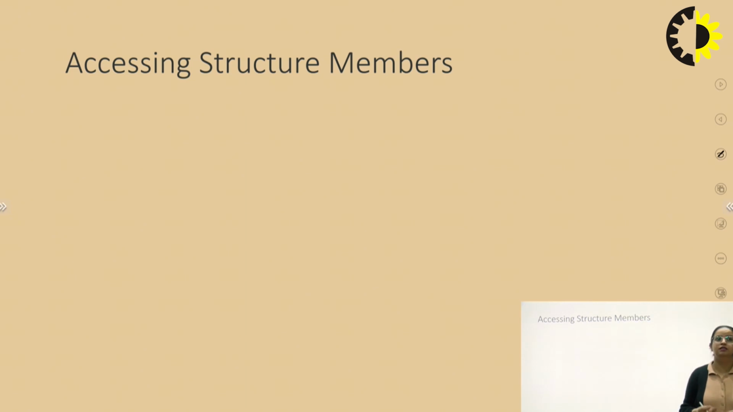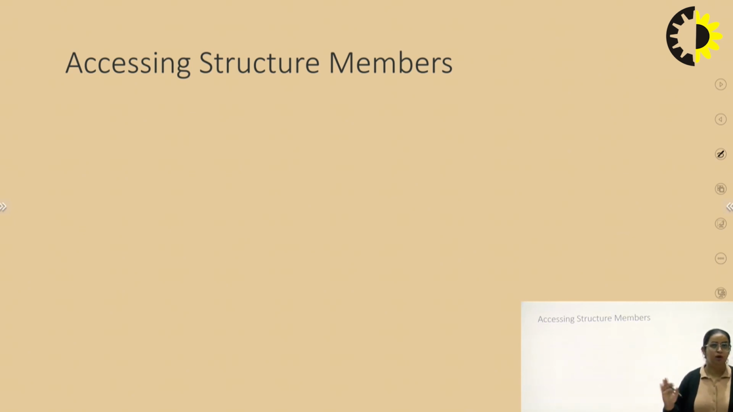Next, how do we access a structure element? It is very important to know that for accessing the elements of a structure, we need an operator. We cannot access the element normally because it is a user defined data type. We are declaring a new data type. Previously we did not have this type of data type. We are declaring this data type ourselves, so we need a special operator for accessing the element.